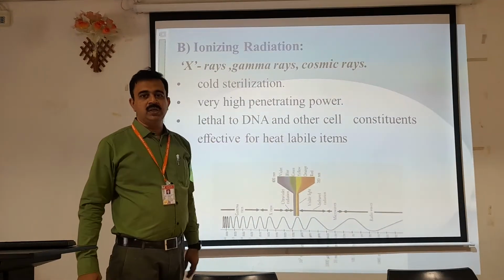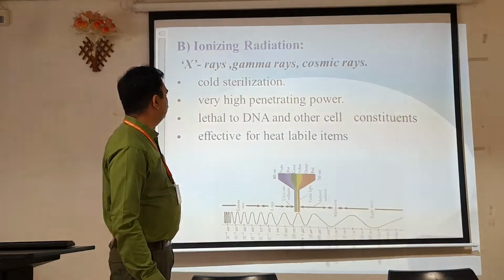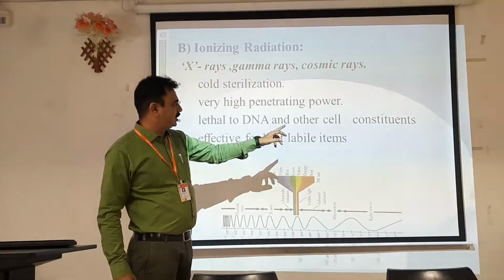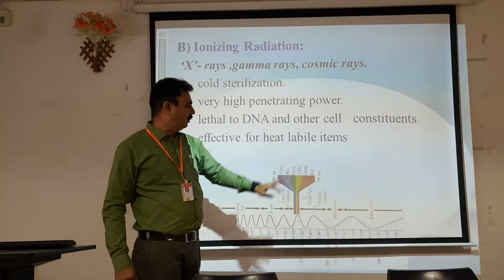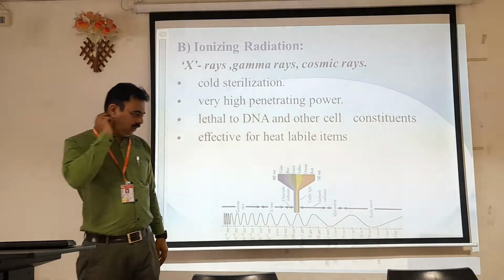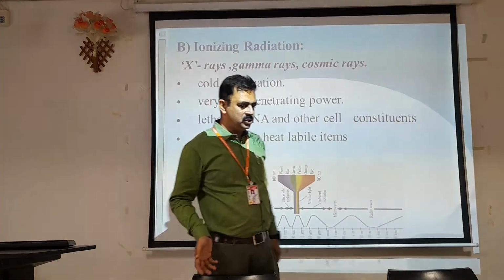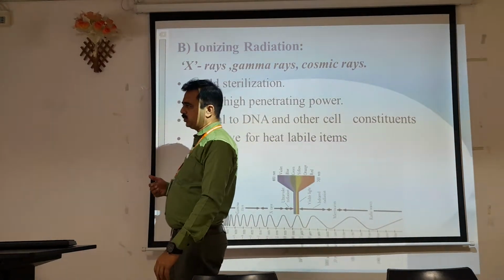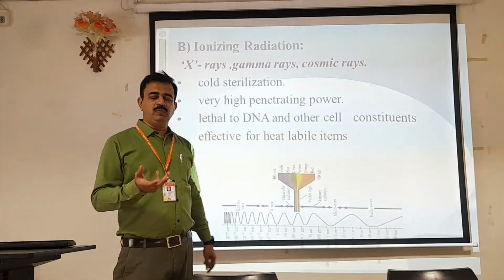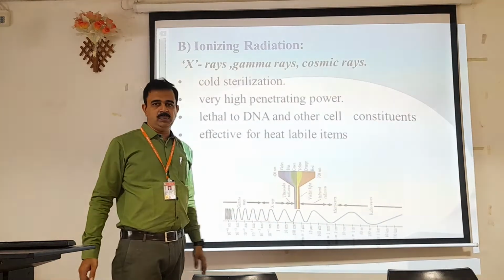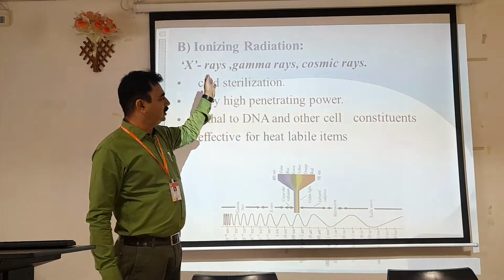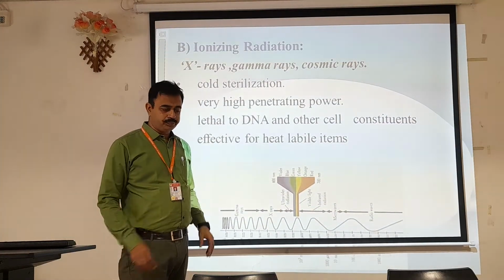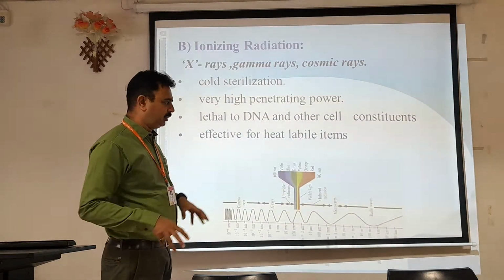What is that? Ionizing radiations are the radiations which are active, with very high penetrating power, lethal to DNA and other cell constituents, and effective for heat labile elements. So there are certain items present inside the culture media, or equipment, which cannot be exposed directly to dry heat or moist heat. Therefore, high penetrating power radiations such as X-rays, cosmic rays and gamma rays can be utilized for sterilization of that particular thing.